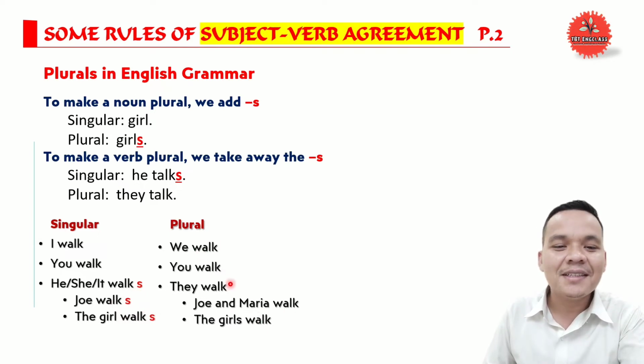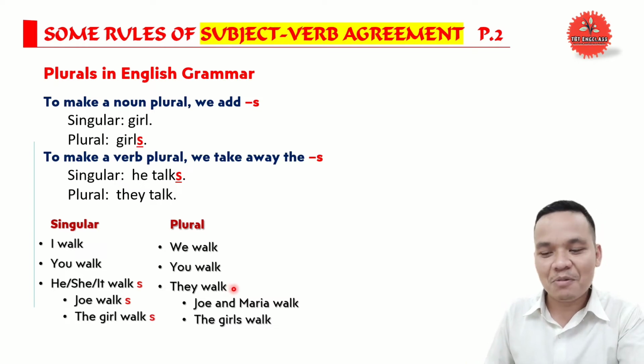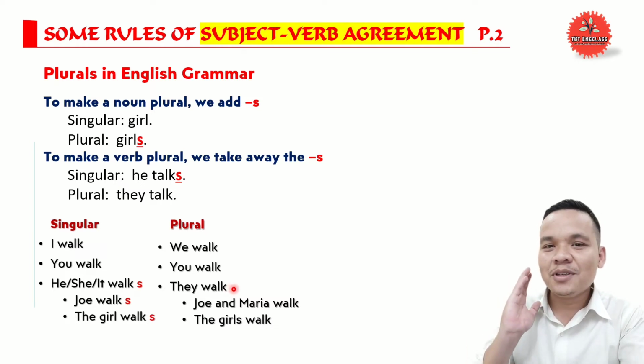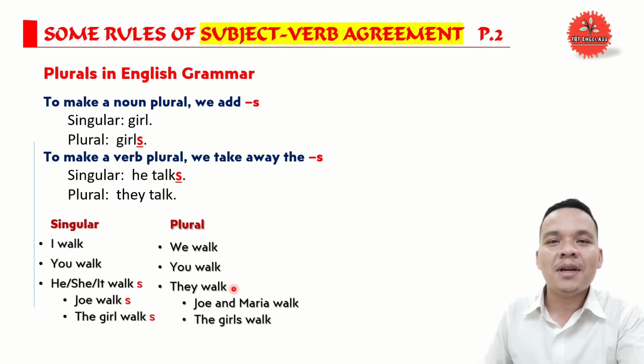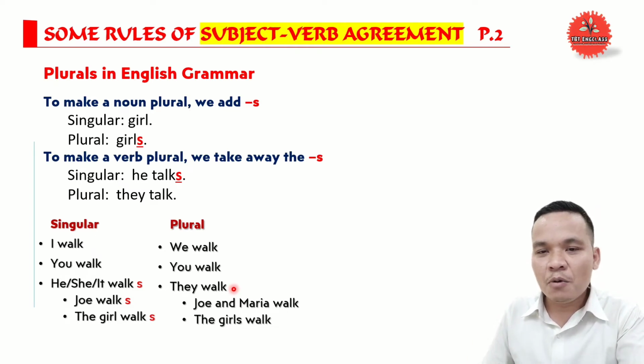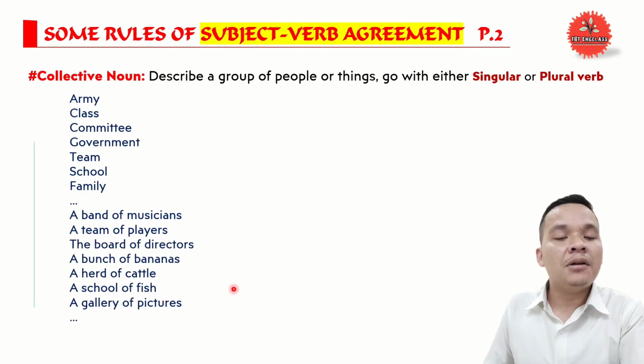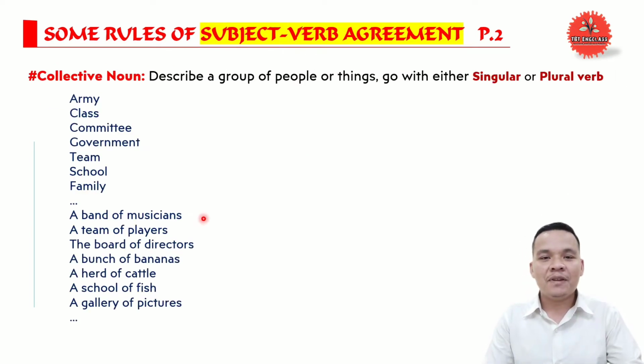Alright? Plural, no s. So don't confuse the plural form of a noun with the singular form of a verb. Everyone? So let me move on to see another rule of subject-verb agreement. After this, the next rule I want everyone to know is about collective nouns. With a collective noun, we describe a group of people or things. It can go with either a singular or plural verb.